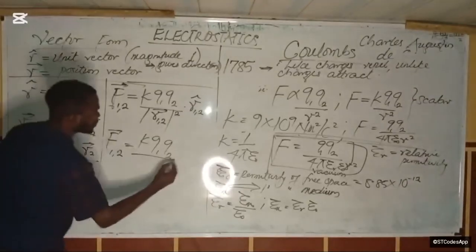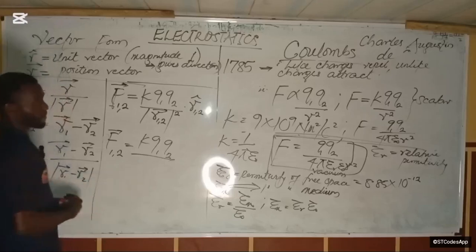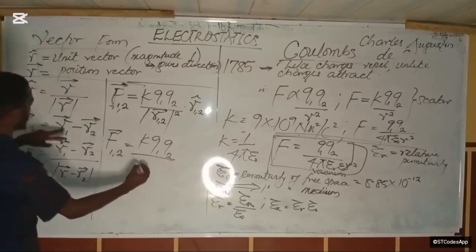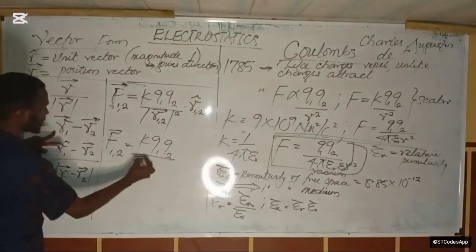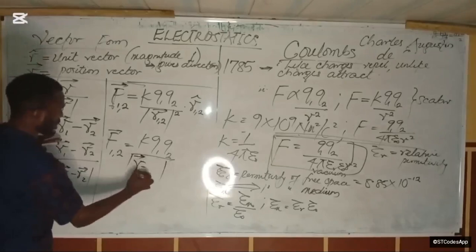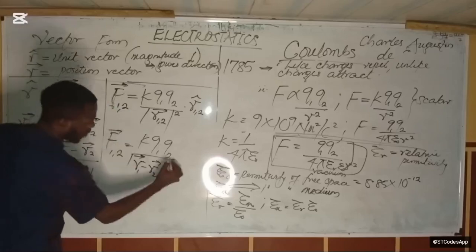Okay. Over, now, you remember that R1, R2 was this, yeah? Okay, so I can write this as this: the magnitude of position vector R1 minus R2. Now, all cubed.